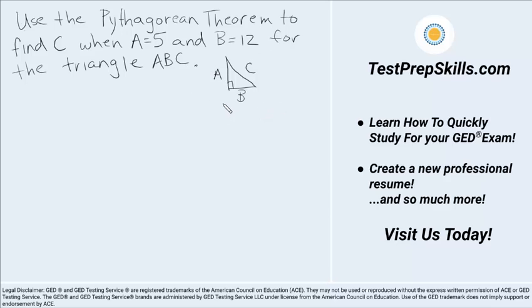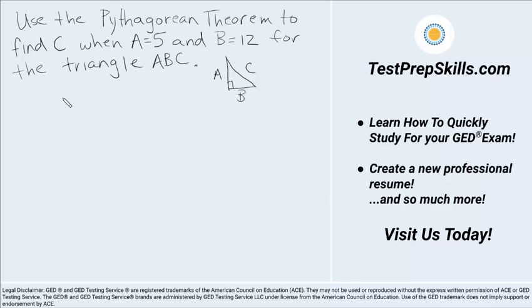Now, to use the Pythagorean theorem, we need to have a triangle. It needs to be a right angle triangle, and this symbol here indicates that it is a right angle triangle. We need to be given two sides, and we were. We know side A, we know side B. So we need to solve for C. Now, C is our hypotenuse, okay? So the hypotenuse is the line that is opposite of the right angle.